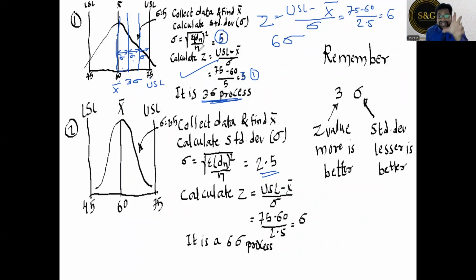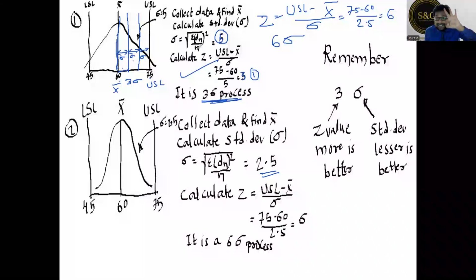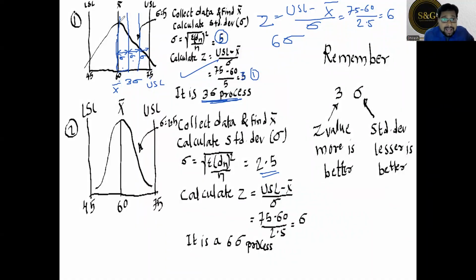So I can fit 3 standard deviations between my mean and my USL. Yes or no? Because my sigma is 5, and my distance between my USL and mean is 15, I can fit 3 standard deviations between these two, right? Everybody got it? Just type yes in the chat box. If I can fit 3 times standard deviation, it's my 3 sigma process. How many of you got it? Bulb-on, who got the bulb-on? Just type BO in the chat box.